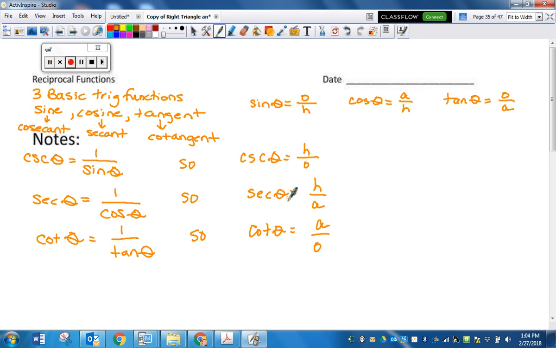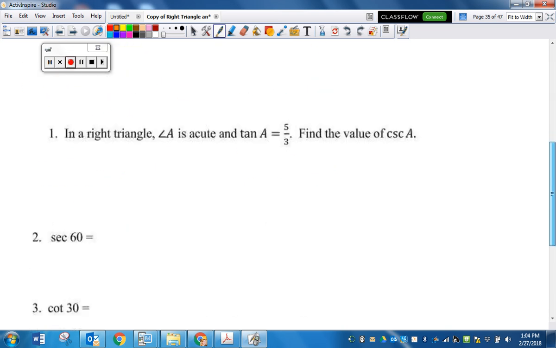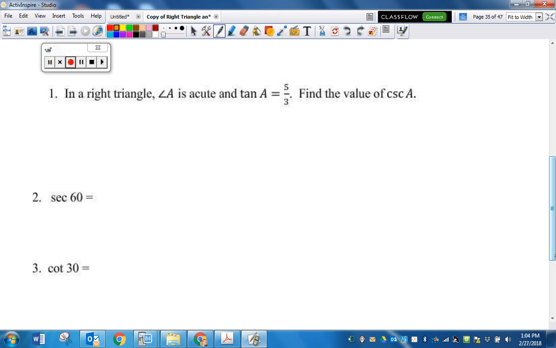Okay, so let's just try some examples. These are definitions, so you've got to memorize them and know what goes with what. In this first one it says, in a right triangle, angle A is an acute angle, and tan A is equal to 5 over 3. Find the value of cosecant A. You should now draw a picture. You know you have a right triangle, and angle A is an acute angle, because we can only use acute angles this year.